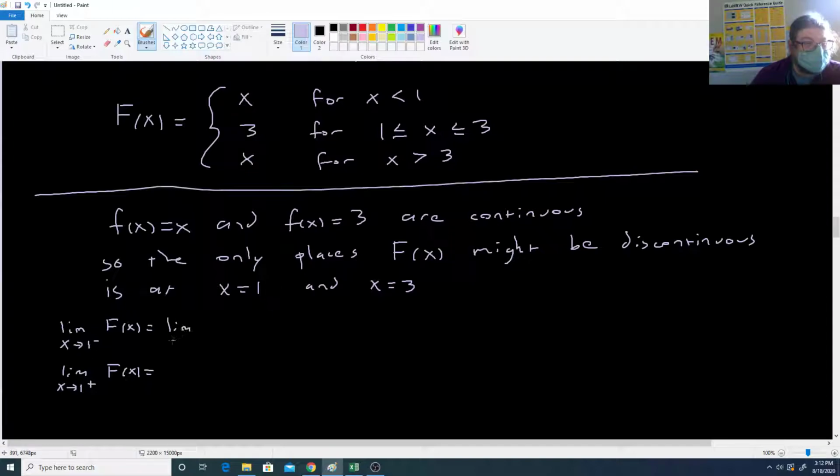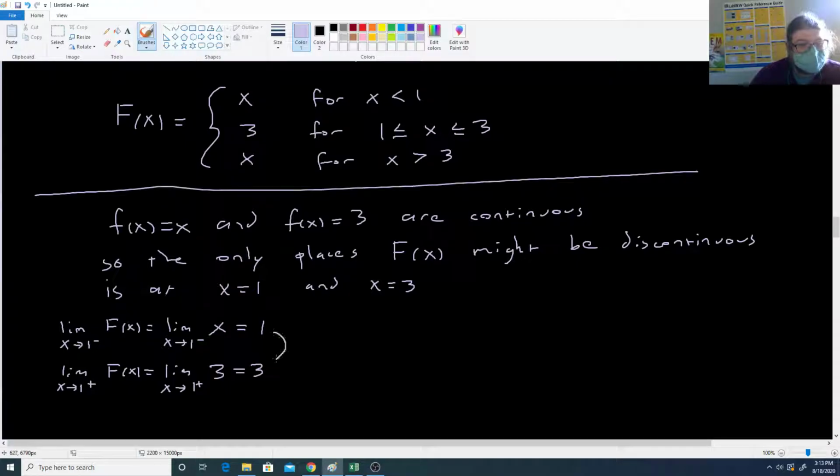If we look at the limit as x approaches 1 from the left, you're approaching 1 from numbers smaller than 1. So our function has this form here, which would be x. The limit as x approaches 1 of x itself is just 1. As we approach 1 from the right, we're approaching from x bigger than 1, so we're in the second form here. This would be the limit as x approaches 1 from the right of 3, which is 3.